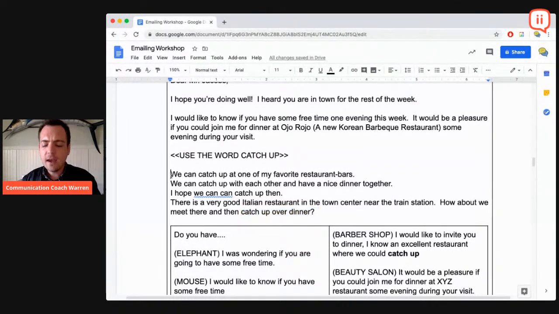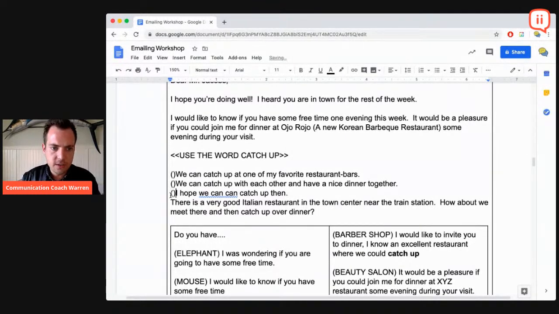So let's take a vote now. Let's use colors, for example. So option one for our last sentence is we can catch up at one of my favorite restaurant bars. Option two, we can catch up with each other and have a nice dinner. Third option, I hope we can catch up then. And the fourth option, there is a very good Italian restaurant in the town center near the train stations. How about we meet there and then catch up over dinner?